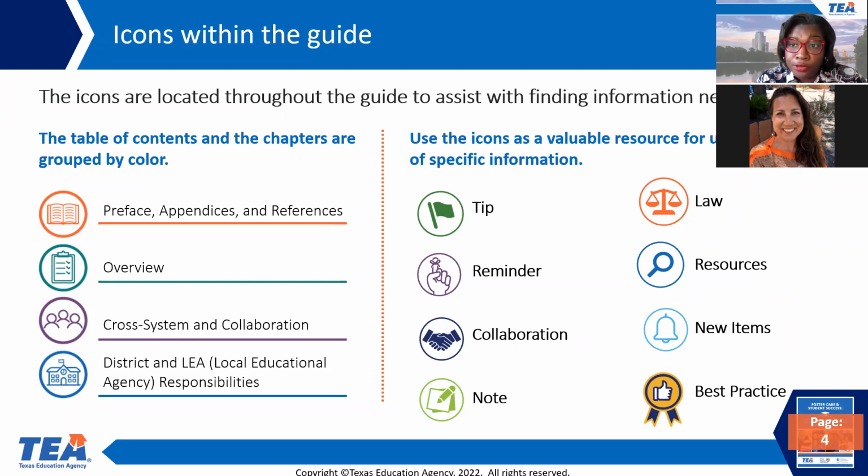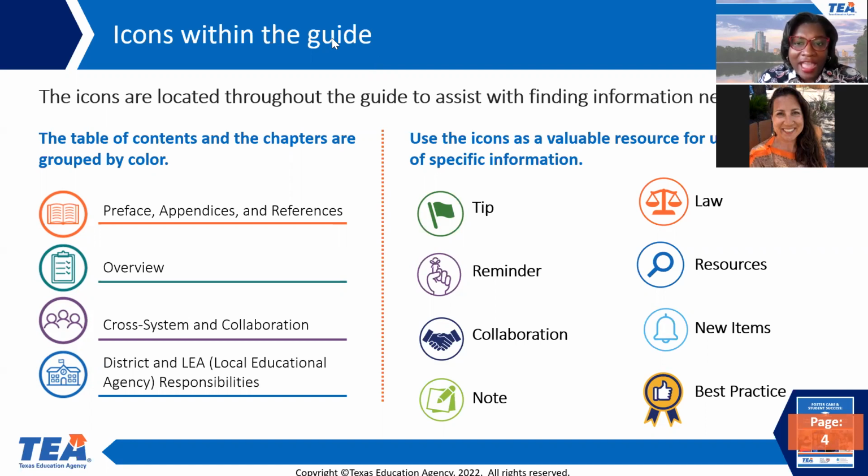Next, if it is a purple chapter, it will talk about cross systems and collaboration, how you can collaborate with others and how we assist each other across systems. If it's a blue chapter, it is for district and LEA, local education agency, responsibilities. It will tell you what you are responsible for when working with students in foster care. Those colors are very important, so remember them as we go through this training. I will speak more about each one with every chapter.